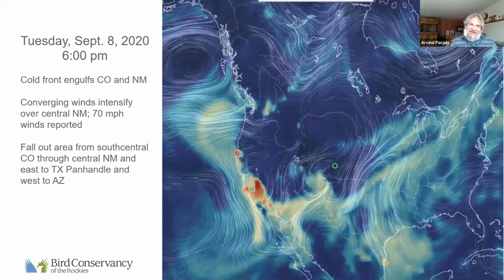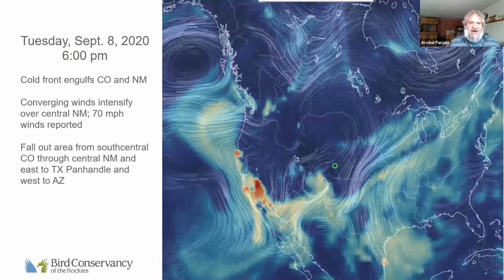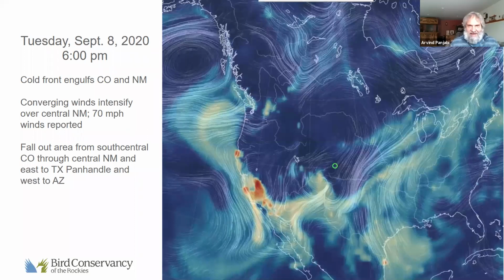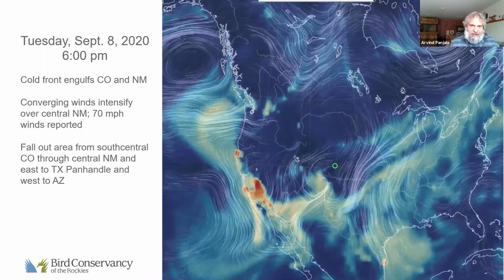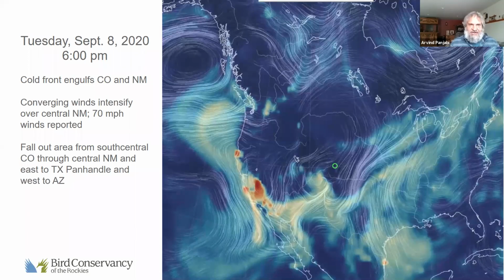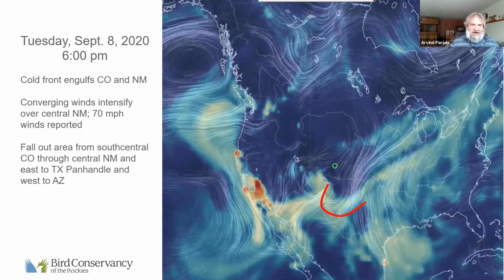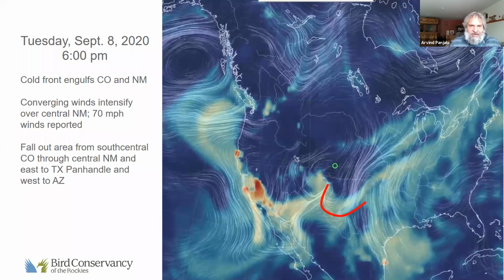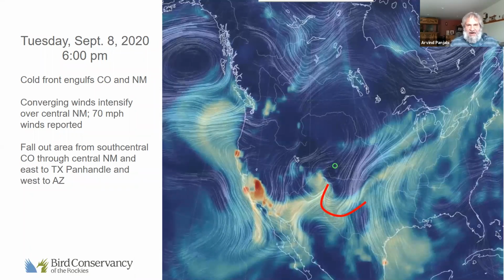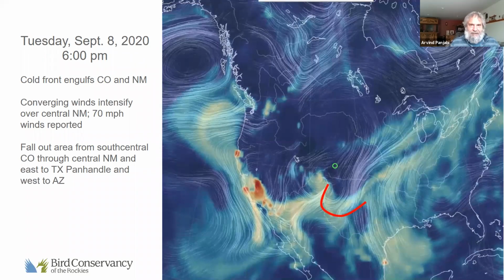Moving on to the evening now, September 8th, Tuesday, the storm still continuing in Colorado, the snowfall, but look at that area of winds now centered over central New Mexico. This is a very high intensity convergence zone, and there were 70-mile-an-hour winds reported in this area. And you see this convergence zone extends to the east into the Texas Panhandle and also west into Arizona.